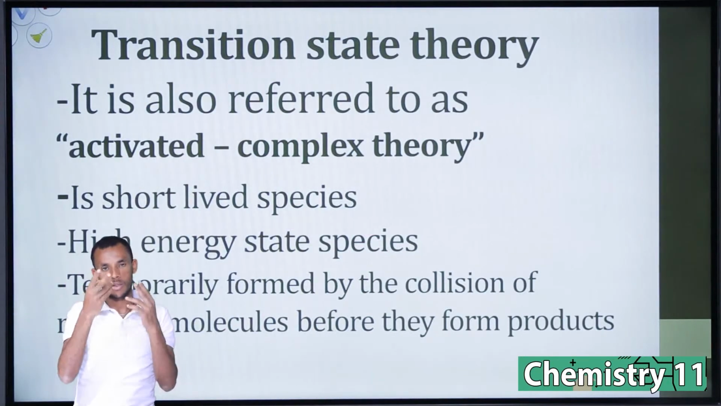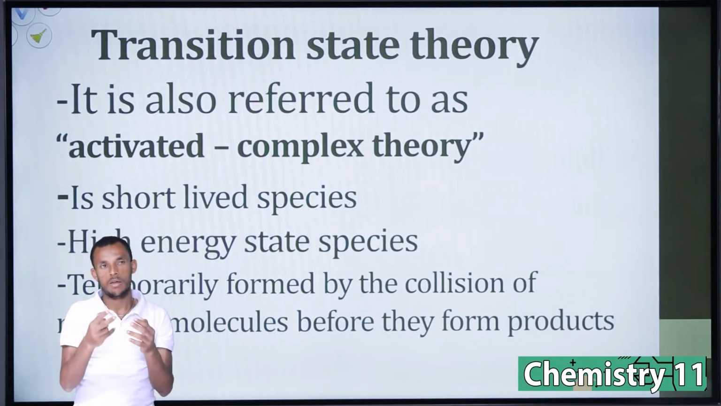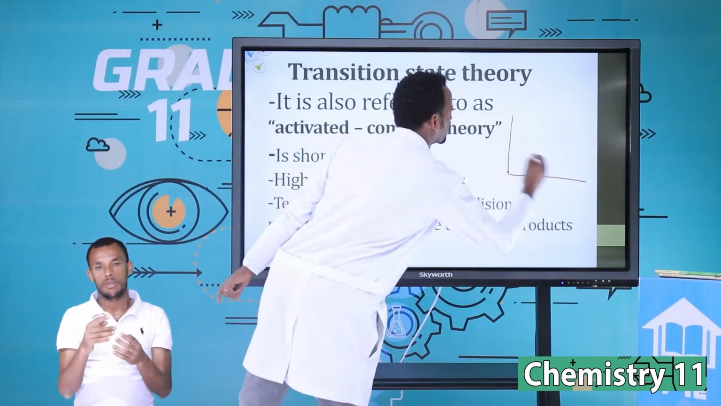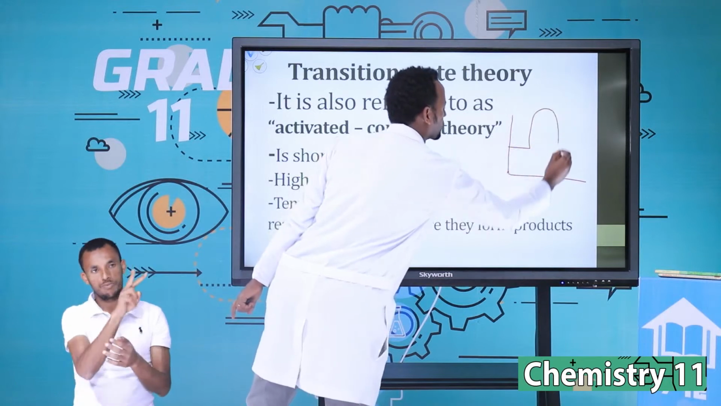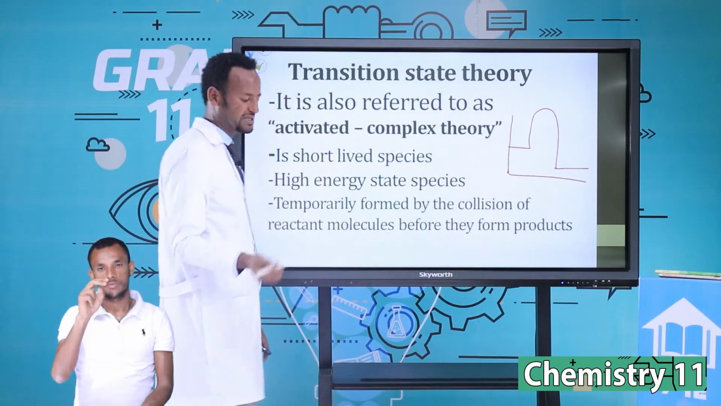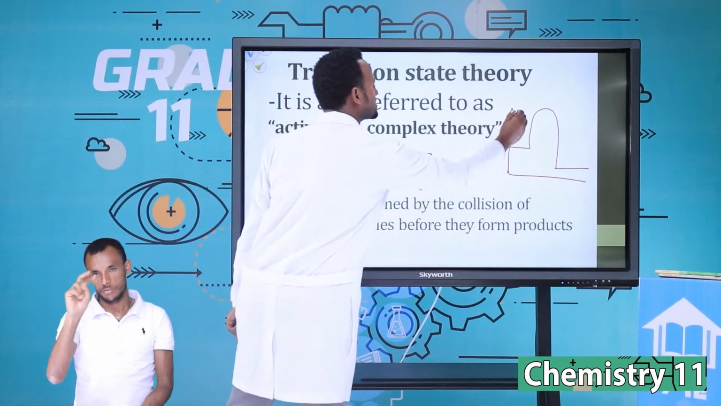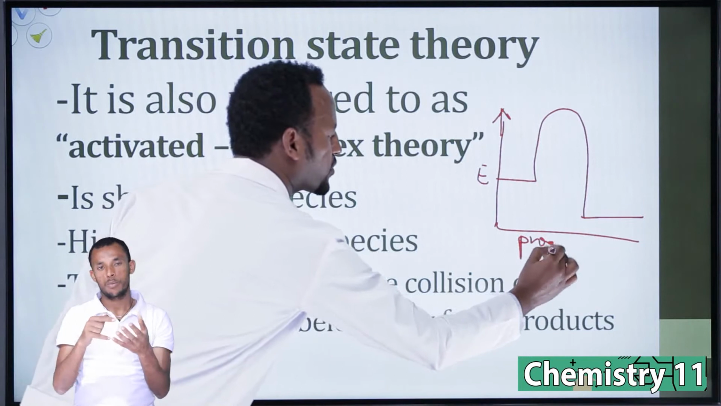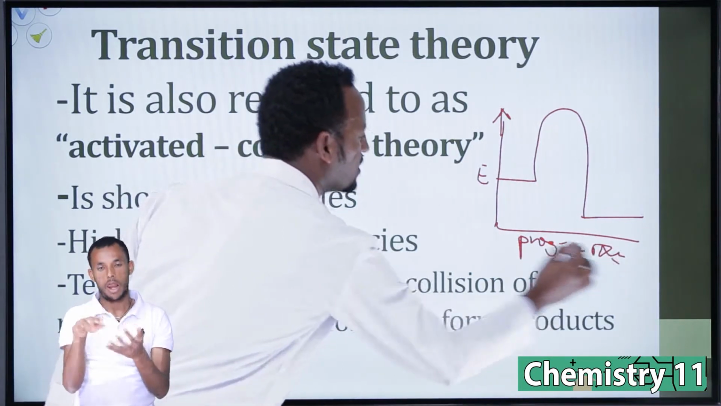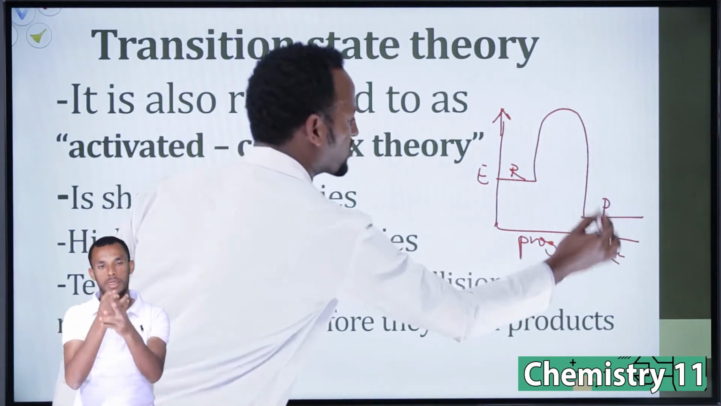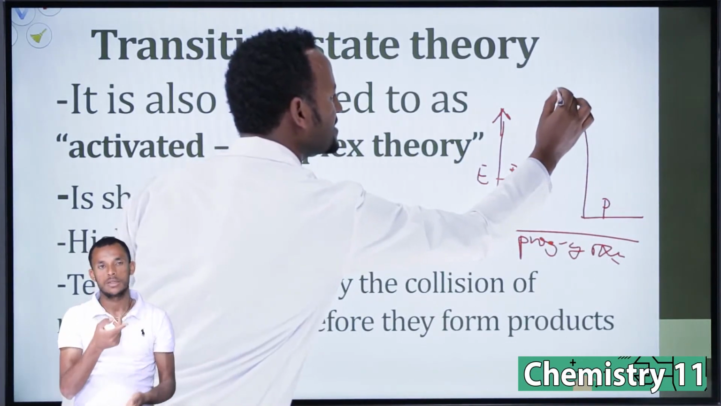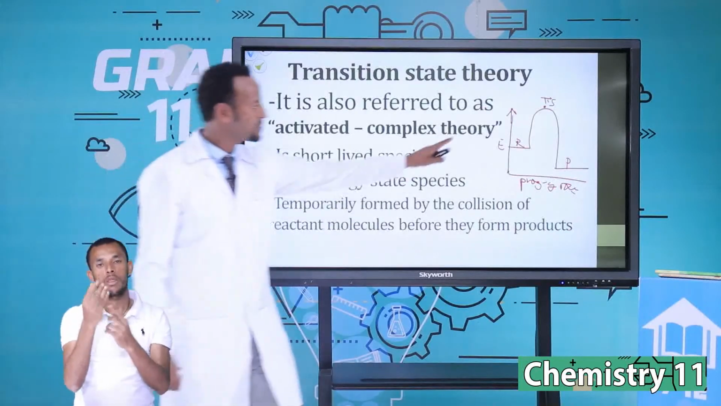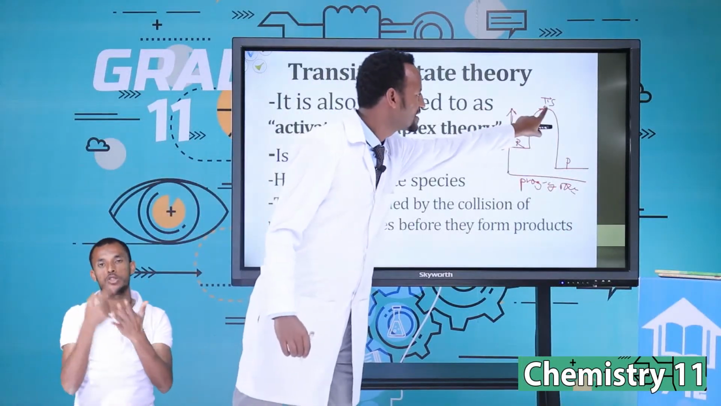The other point here is transition state theory. Let's look at it diagrammatically with a simple diagram. This axis is energy. This is the progress of reaction. This is the reactant. This is the product. This is the TS, or transition state, the peak point.